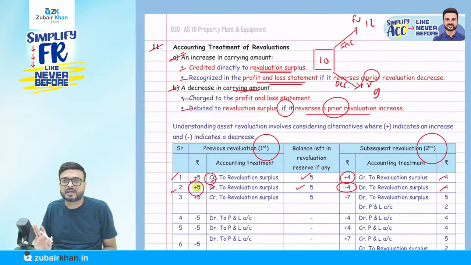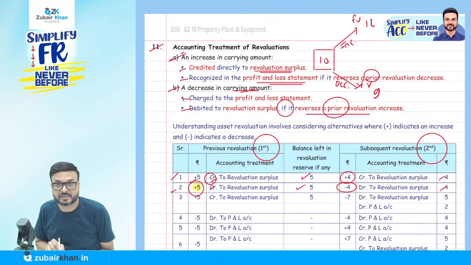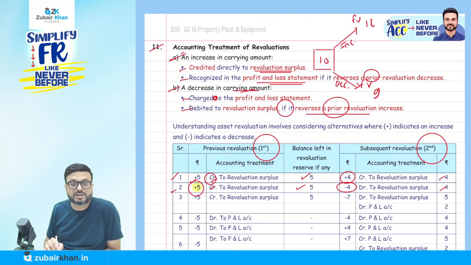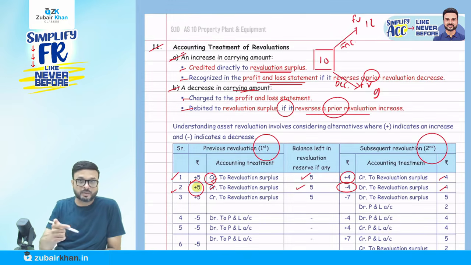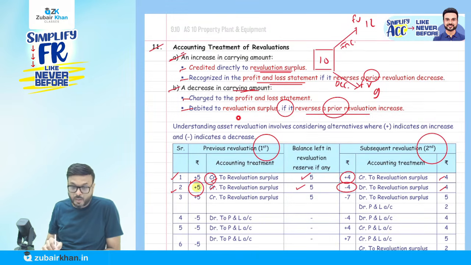Now, recognizing it in P&L if it reverses the prior revaluation decrease. Understand this. A decrease in value is charged to the P&L account. So you would say these 4 are charged to P&L, but they say it is debited to revaluation surplus if it reverses the prior one. Previously we credited revaluation surplus, and now we are decreasing it, so we adjust to revaluation surplus only. In general, when the value goes down we debit the P&L account, but the exception is that it is debited to revaluation surplus because we are reversing a prior revaluation result.